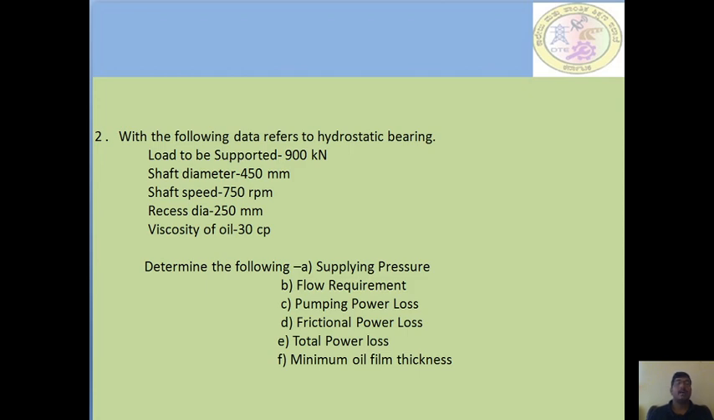Compared to the first problem, in the previous problem we had to find the load to be supported, while here we have to find the supply pressure. In the previous problem the minimum oil film thickness was known, but here we have to determine the minimum oil film thickness. Substitute the respective values in the respective equations. See how we are going to solve this problem.